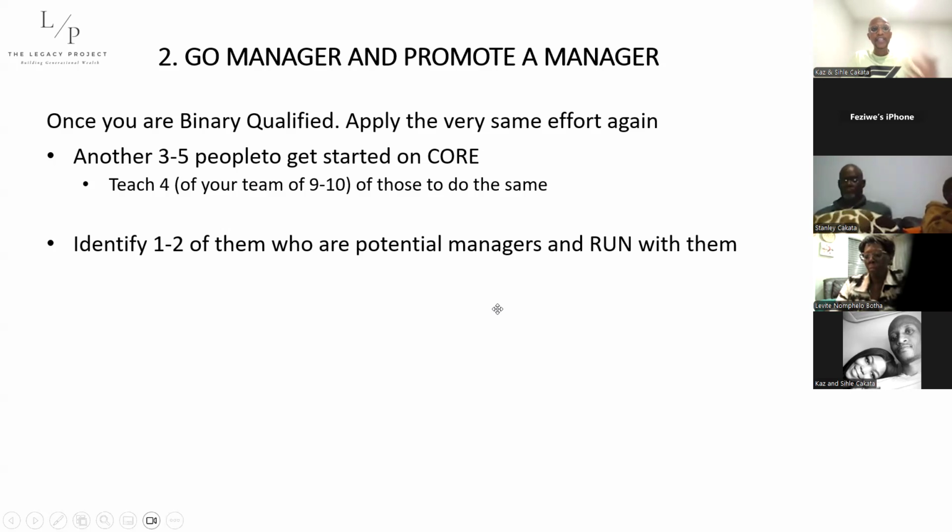Importantly, in your team that you have, remember you had enrolled 2 to 4 people, enroll another 3 to 5 people, and you now have a team of personally sponsored of up to 9 people. Identify only 20% of those people, 1 to 2 of those people who want to go manager and want to do this for the income potential, and run with them to manager.